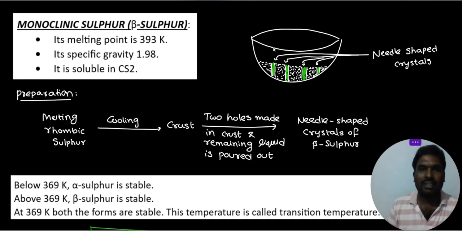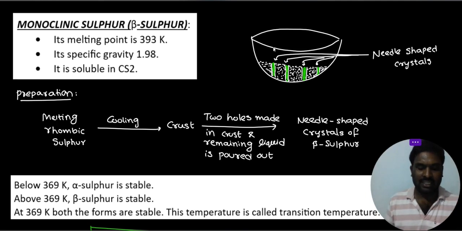Its melting point is 393 Kelvin and specific gravity is 1.98, and it is soluble in carbon disulfide. Its solubility, only one point is given in the NCERT textbook. You should follow the NCERT textbook. It is soluble in carbon disulfide.